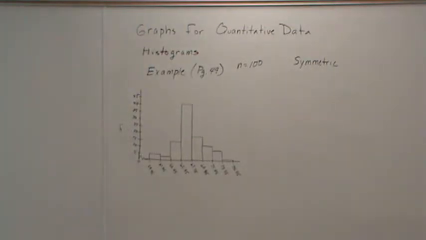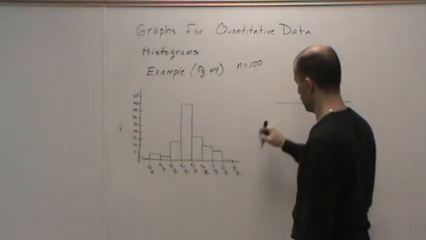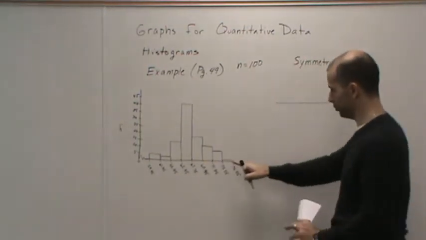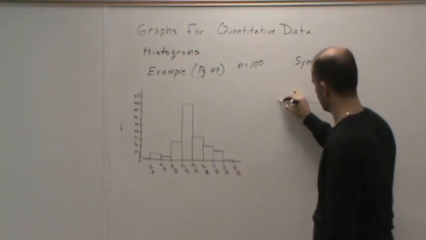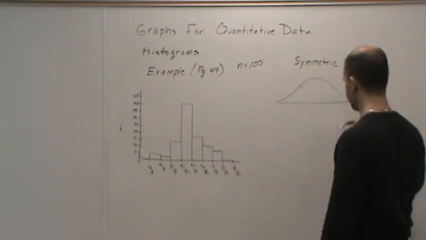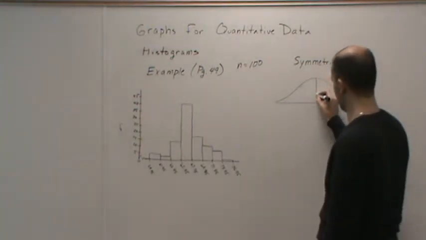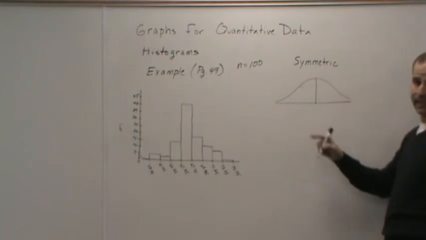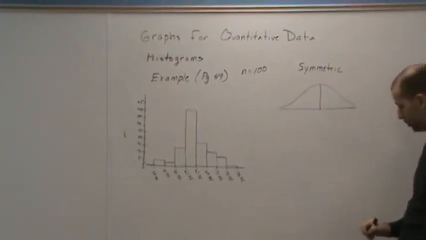So it looks something like this. In a histogram, it would look like a bunch of bars, but I'm just going to write it as a smooth curve. A nice symmetric curve where if you drew a line down the middle, the left and the right side look virtually the same. So this would be an example of a symmetric distribution.